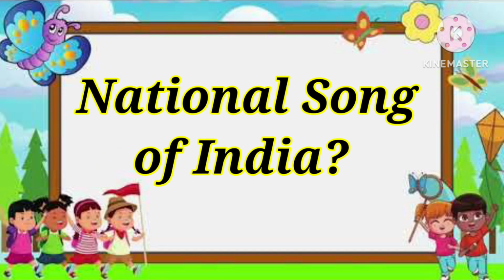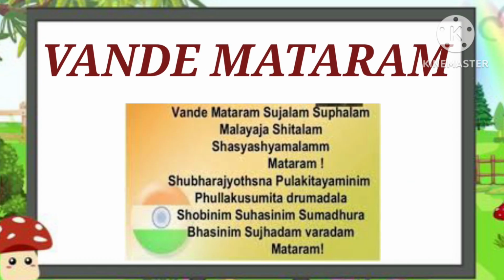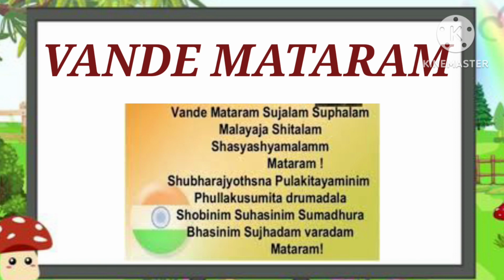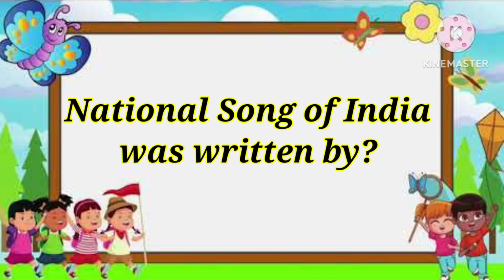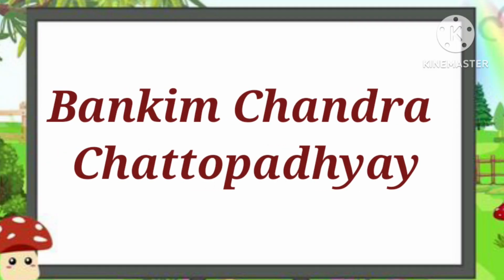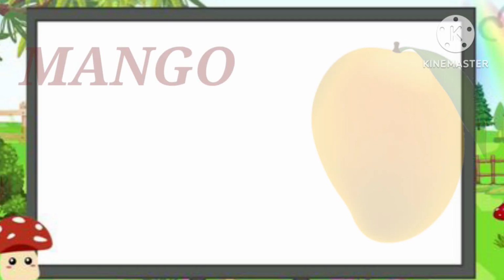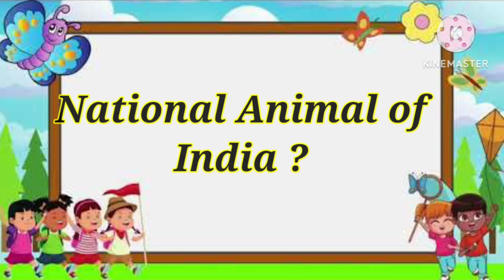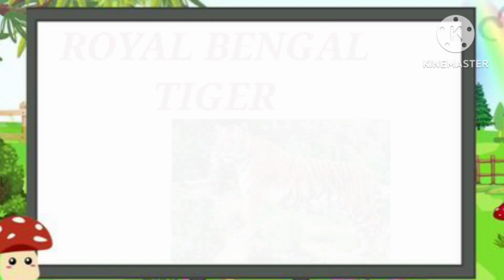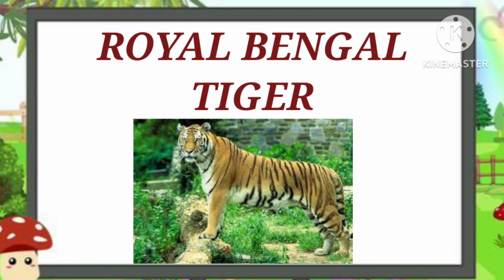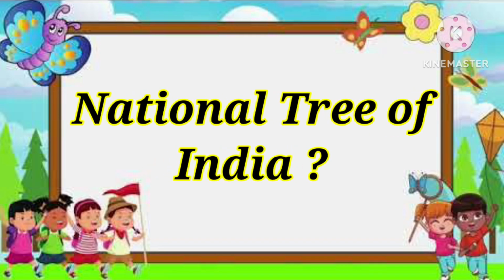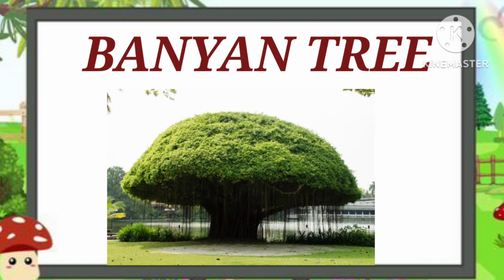National song of India: Vande Mataram. The national song of India was written by Bankim Chandra Chattopadhyay. National fruit of India: Mango. National animal of India: Royal Bengal tiger. National tree of India: Banyan tree.